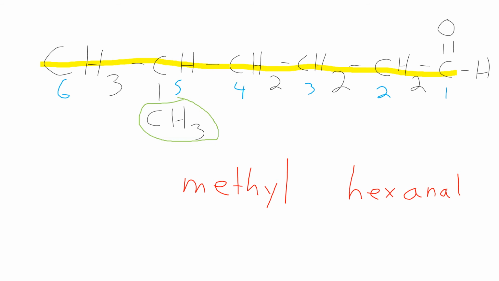We do have to base things off of the aldehyde being on the first carbon in order to describe branches, though. We can see our branch is at position 5. So this would be 5-methyl hexanal. Notice no number to describe the location of the aldehyde, because by definition, aldehydes will always be on that very first carbon.